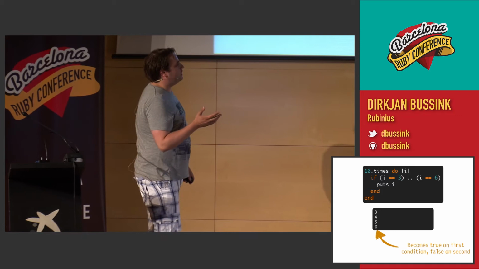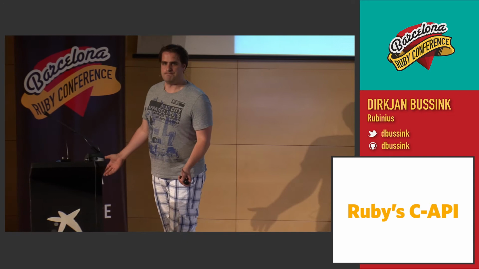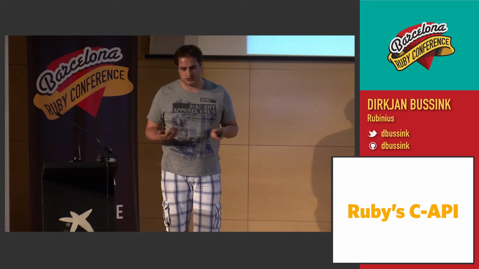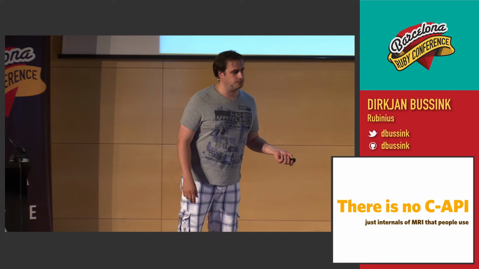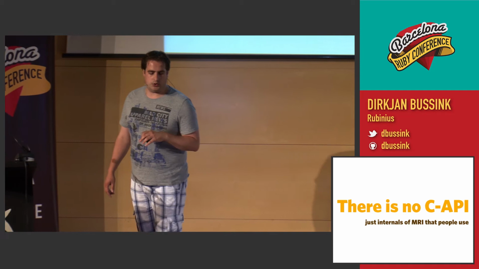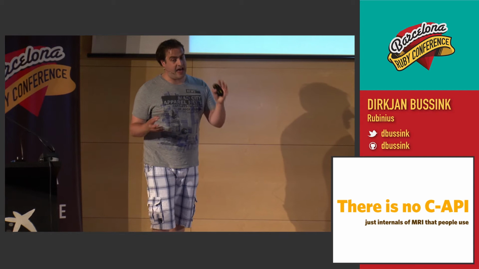So I want to go to the next subject, which is something that a lot of people know, and that's called Ruby's C API. You can write C extensions in Ruby and wrap up C libraries, whatever. The first problem with Ruby's C API is that there is no C API. It doesn't exist. There's just internals that people use. There are functions in there that implement half of the functionality.